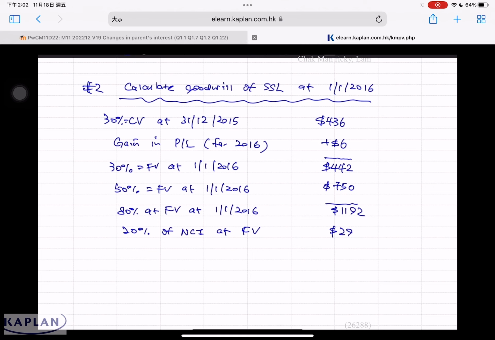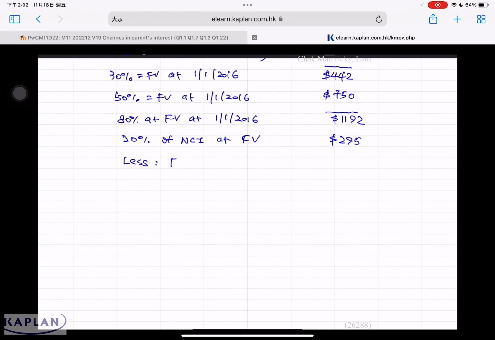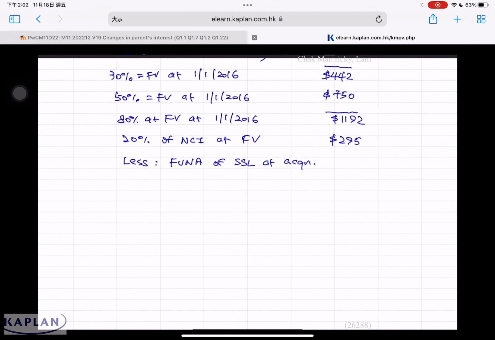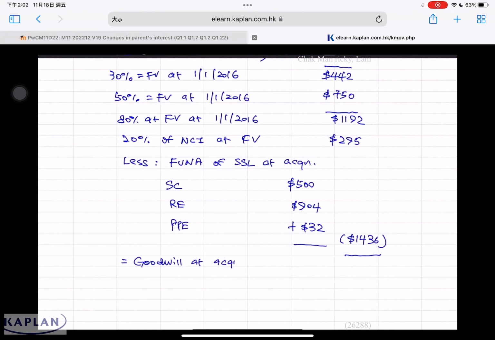Then we have to deduct the fair value of net assets of SSL at the acquisition date. Where do you get this from? From the working that we have earlier on. This will be used to calculate goodwill. Share capital is equal to 500. The retained earnings at the date of obtaining control is equal to 904. Plant assets, if it's an asset, plus; if it's a deficit, minus. Plus 32. Total is equal to 1436. This is our goodwill at acquisition date. 1192 plus 295 minus 1436 equals a goodwill of 51.